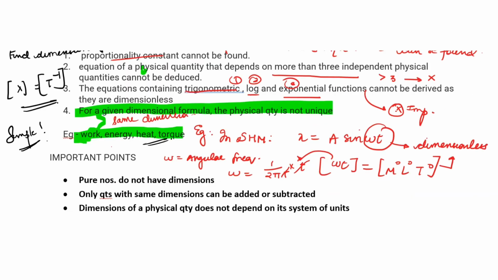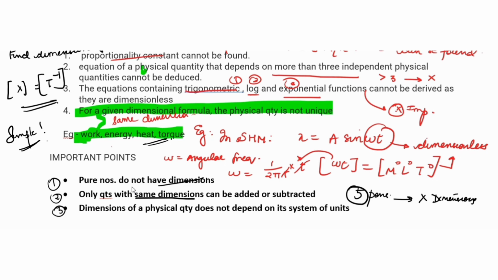Now let's look at some important points. The first one, pure numbers do not have dimensions. Yes, when you say 5 pence, this 5 does not have any dimension because it's a pure number, right? Second one, only quantities with the same dimensions can be added or subtracted. So here the principle of homogeneity is important. Using the principle of homogeneity, you should check whether all the given terms in the question are of the same dimensions or not. Only if they are of the same dimension can they be added or subtracted.